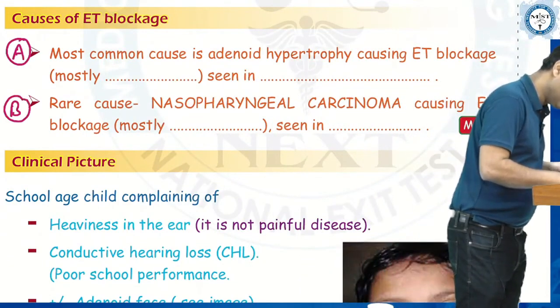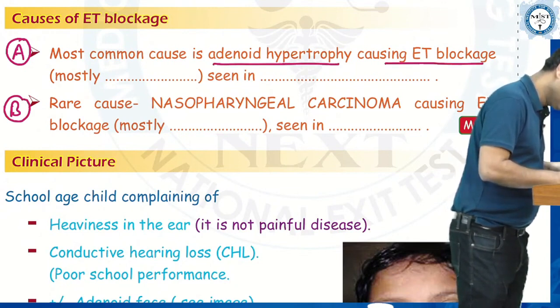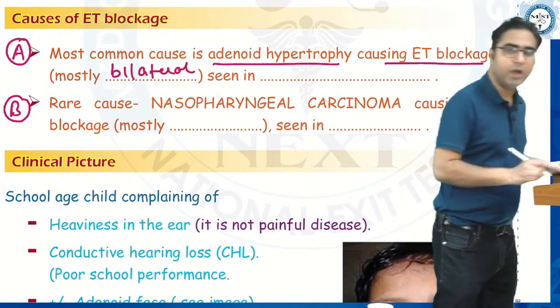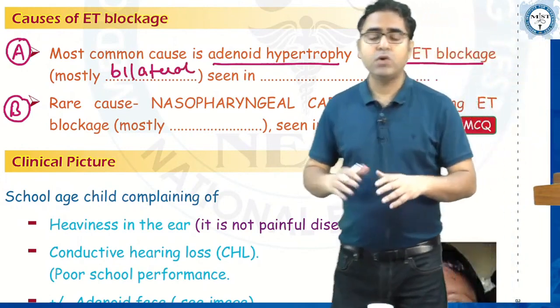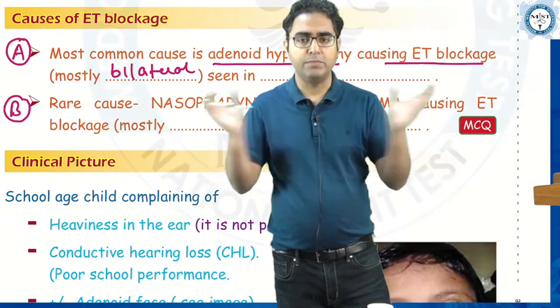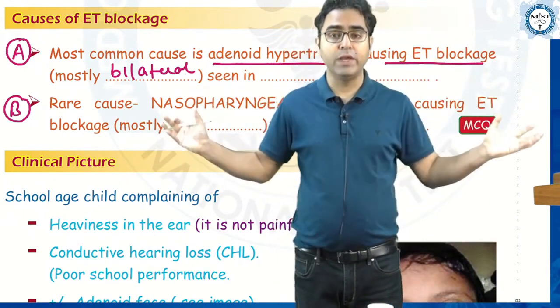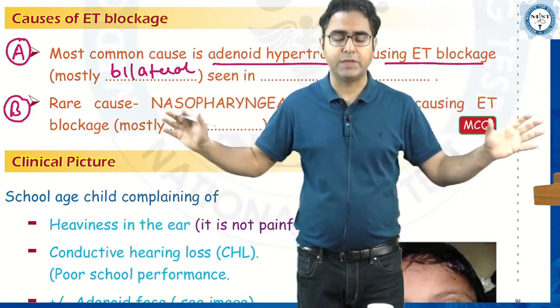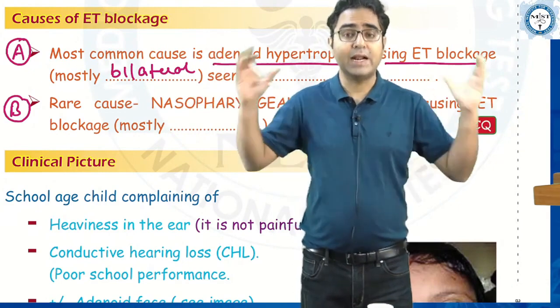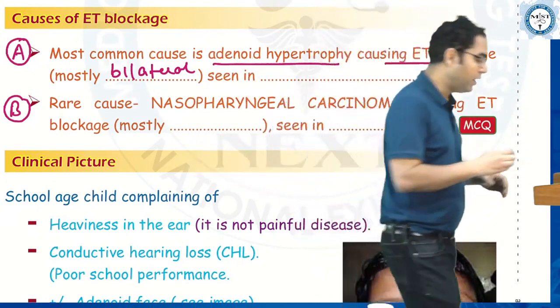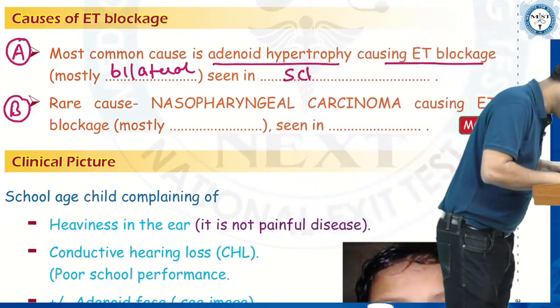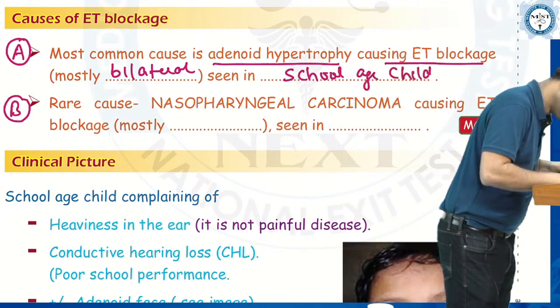Most common cause: adenoid hypertrophy causing ET blockage, mostly bilateral. If you remember, eustachian tube blockage will be bilateral. Adenoid is midline. It causes bilateral glue ear mostly. Yesterday's class was on the pharynx. Adenoid mostly causes bilateral glue ear, seen in school age children. Adenoid is a problem of school age children.